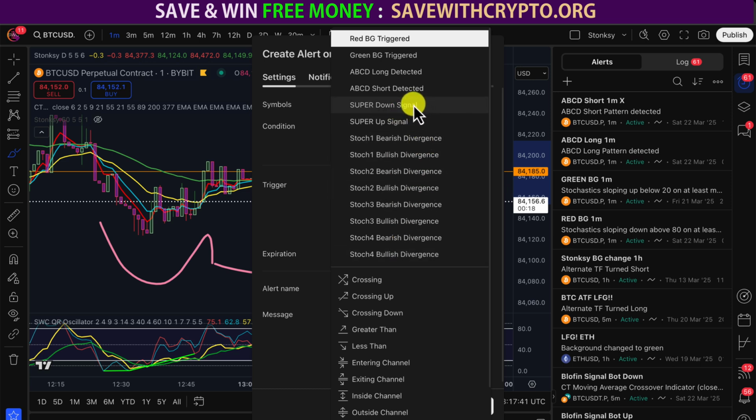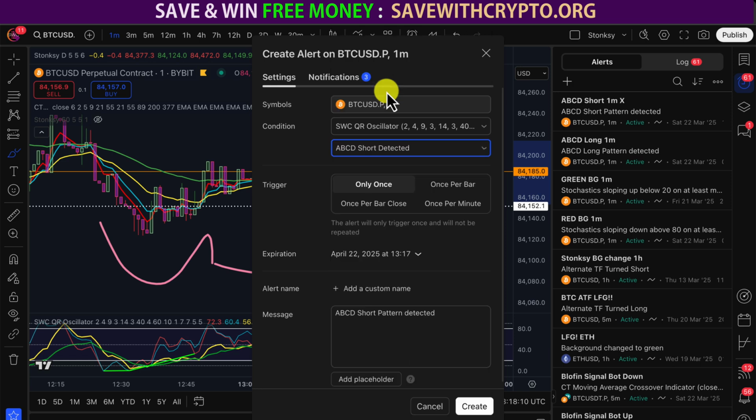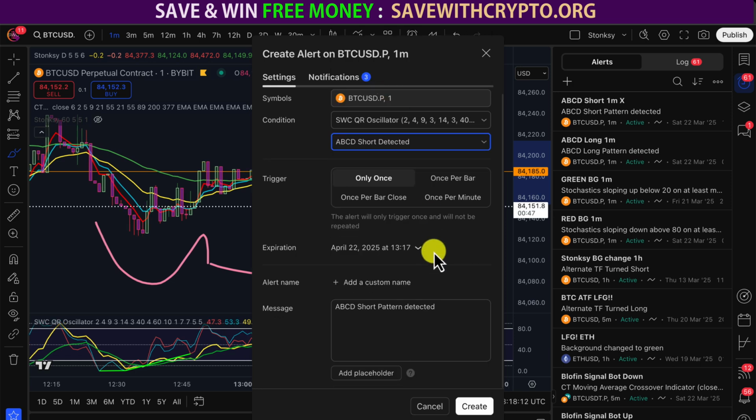The super signal that he was talking about, I did actually set up an alert for that, and I did see it once, but I never saw it on the chart, so I assumed that it didn't stay for whatever candle I set it for, but I believe it does trigger every now and again. Anyway, let's say, for example, if you wanted to see that red cross, you'd be looking for this ABCD short detected. Okay, so that would be the actual alert you'd set up.